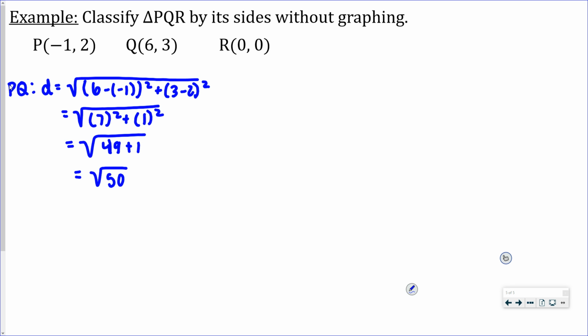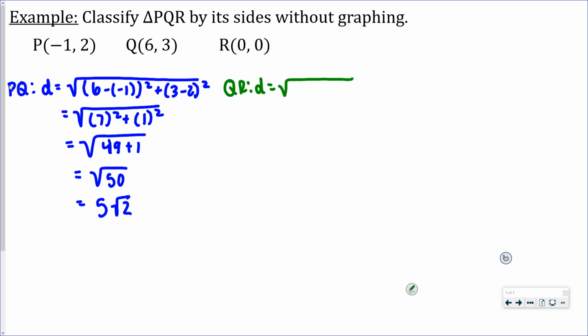I'm going to write it as a simplified radical because it's good practice. If you want to write it as a decimal, that's fine, but on my answer key I'm going to have the simplified radical. 25 is a perfect square that goes into 50, so it's 5 root 2, or you can get the decimal, but that's the length of side PQ. Now let's find QR. It doesn't matter what order you do this in.